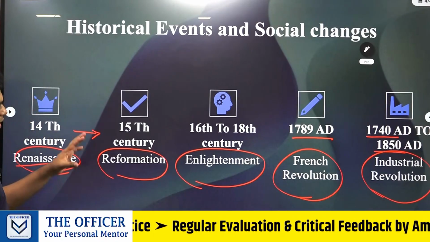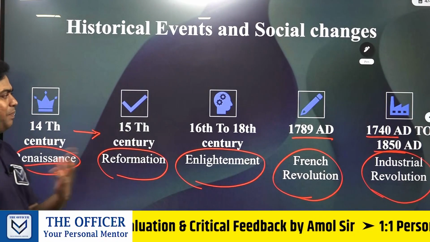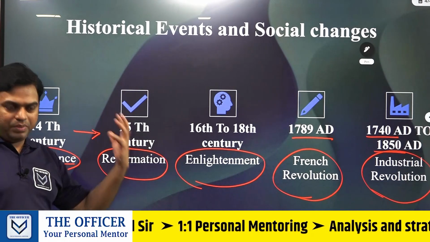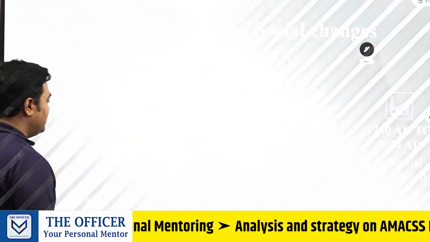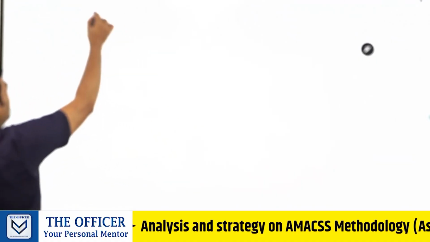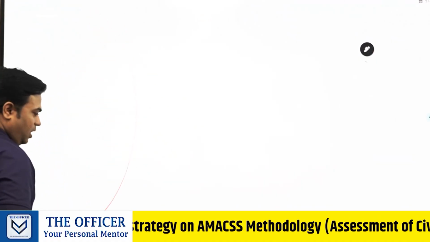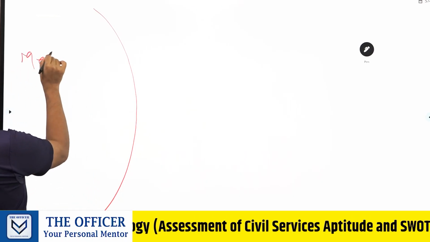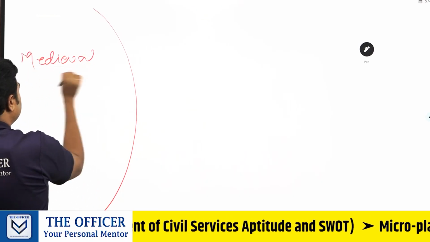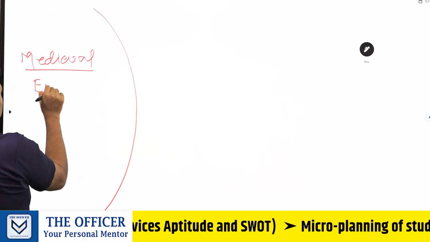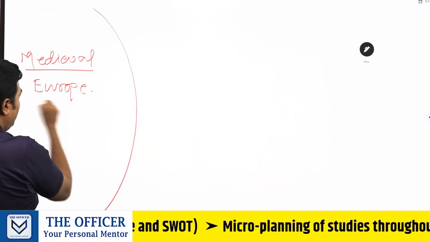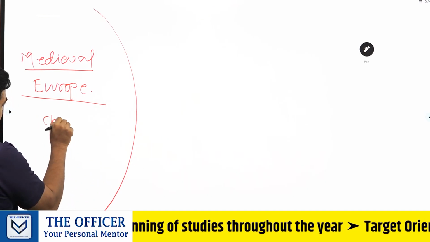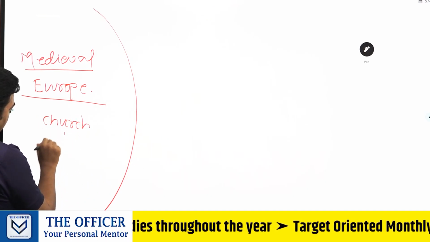Now, what happened because of all these social changes? Can you tell me? See, before the 14th century, European society was medieval Europe. And medieval Europe was dominated by the church. It means religion.